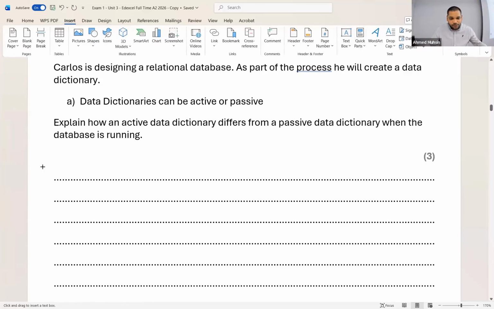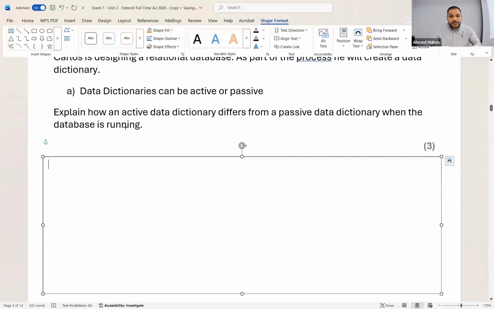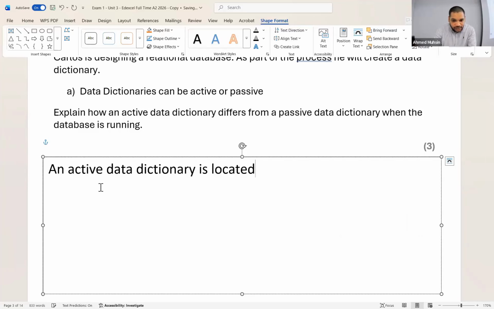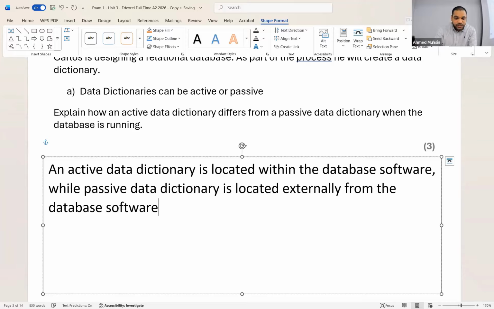Many of you all didn't score full marks for that. The reason is because you all didn't connect the difference with how it works when the database is running. So you can say over here, an active data dictionary is located within the database software, while passive data dictionary is located externally from the database software.